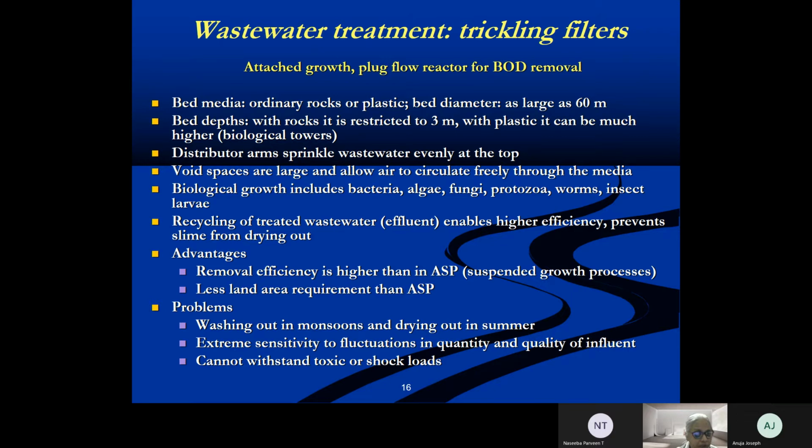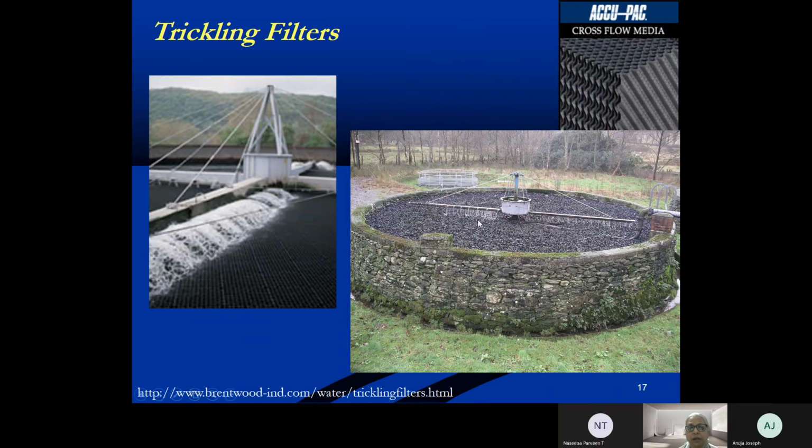Then we come to trickling filters. Now, I mentioned in the activated sludge process, the biomass is suspended. Here, the biomass is attached to the surface of media, and the media can be rock, stones, or plastic media. This is plastic media. It's corrugated plastic, and you can see these corrugated sheets. They can be put together in different ways. So you have these corrugated sheets where you have a lot of porous space, and you can see how the water is being distributed.